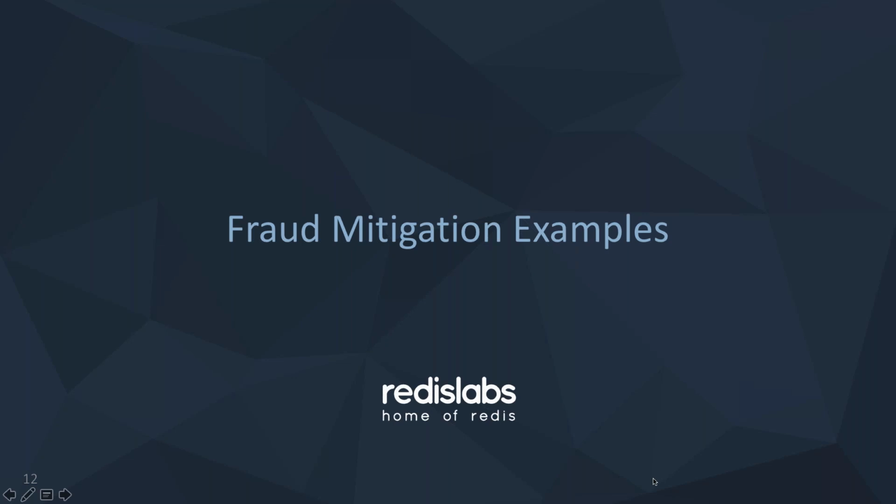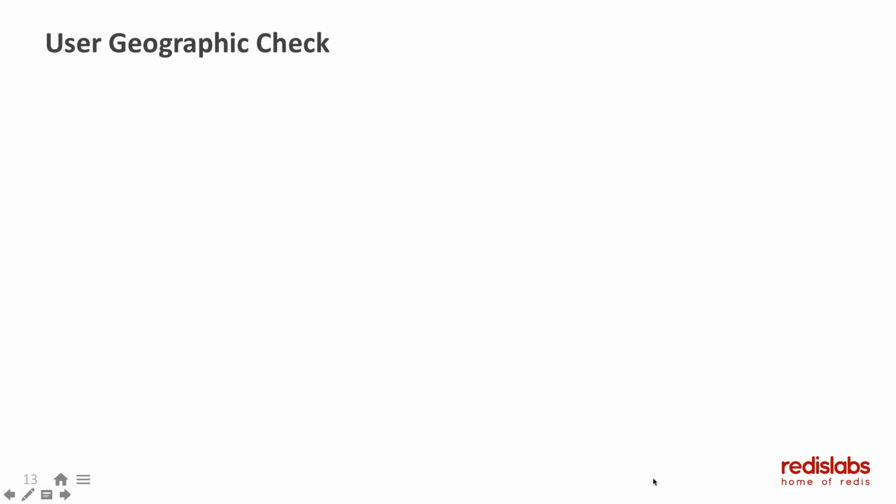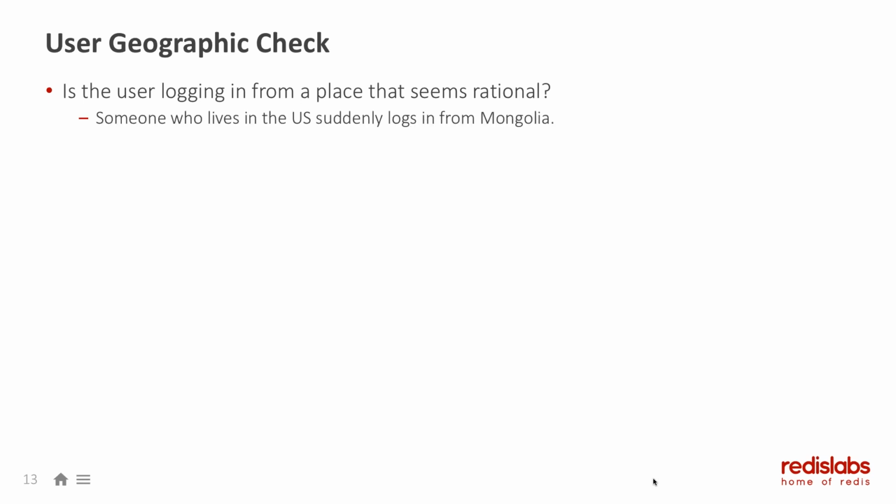So as we look at this, let's go forward and talk about user geographic checks, right? In this case, what you're going to do is check to see if the user is logging in from someplace that seems rational. If someone in the US suddenly logs in from Mongolia, that's going to seem a little bit weird. And you've probably seen this before in, let's say, your Google account or something. You log in from someplace, you're on vacation, you just want to check your email, and it says, this is weird, right? I don't understand this. And so it makes you go through a secondary check. This is the type of stuff we're talking about today.